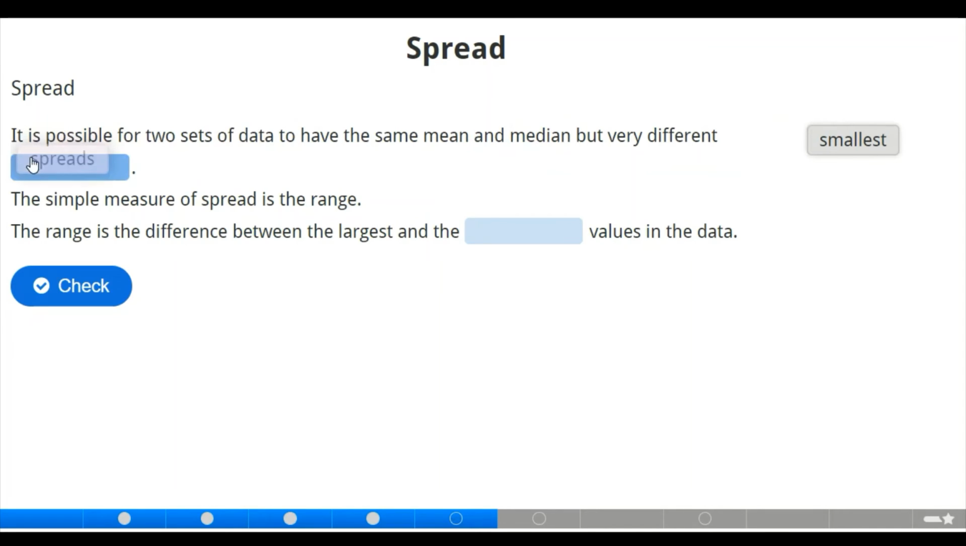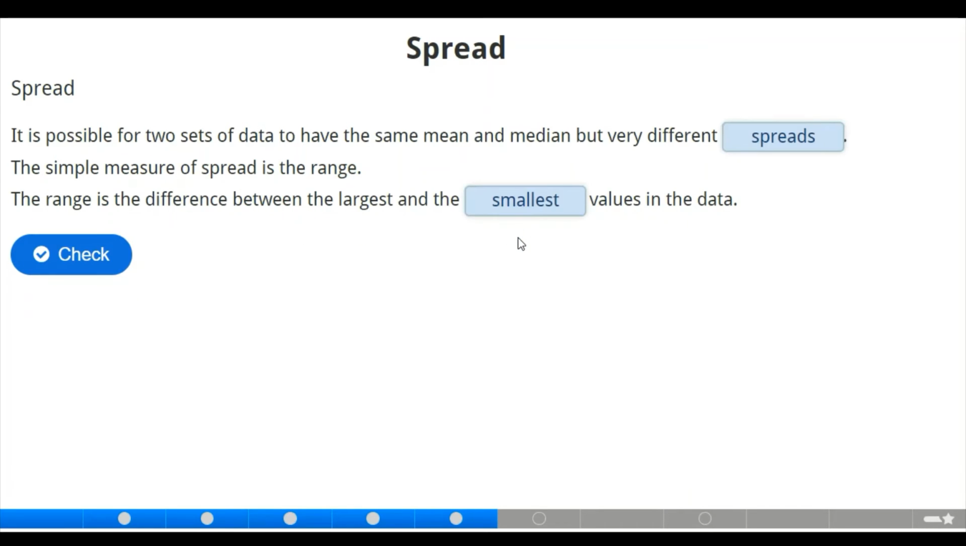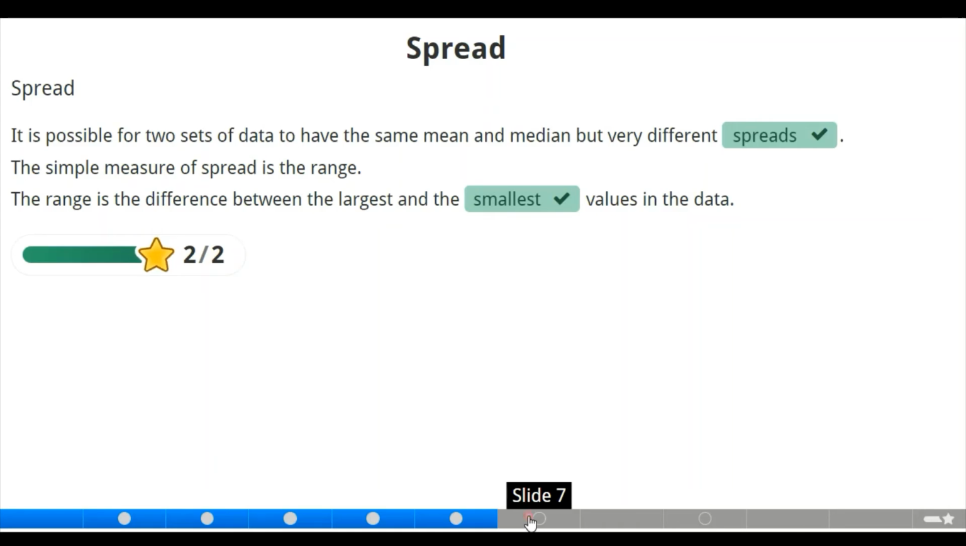So the simple measure of spread is what we call range. We can now say that range is the difference between the largest and the smallest value in a data set. So when you have the largest value and the smallest value, you find the difference, and that is how we calculate range.